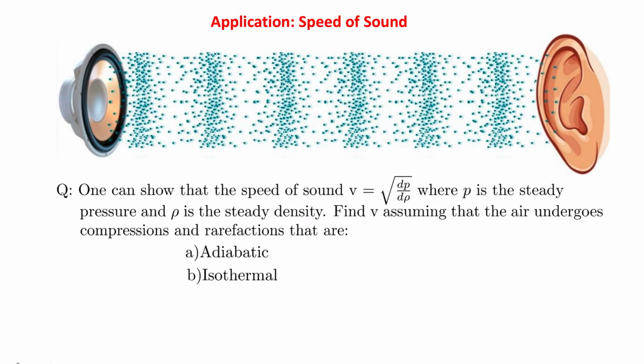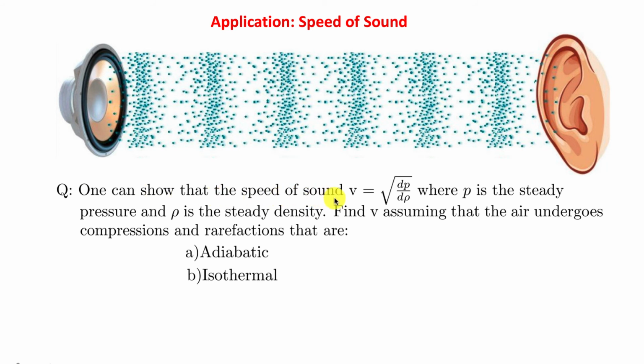Finally, let's look at an application of the ideas that we've so far developed. We will look at the speed of sound. Now, sound is emitted from some source, in this case, this loudspeaker. The diaphragm of this loudspeaker goes back and forth, and so it creates fluctuations in the pressure of the air between the source and where it is received. So let's solve the following question.